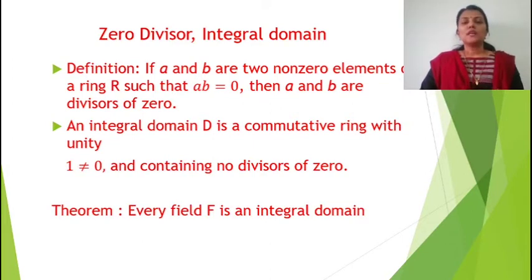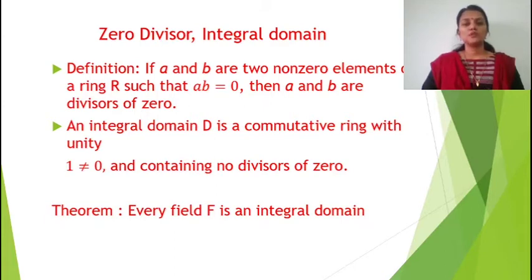First, if A and B are two non-zero elements of a ring R such that AB equal to 0, then A and B are divisors of 0. If both A and B are non-zero and the product AB equal to 0, then A and B are called zero divisors. An integral domain D is a commutative ring with unity. Unity is 1, which is not equal to 0, and containing no zero divisors of 0.